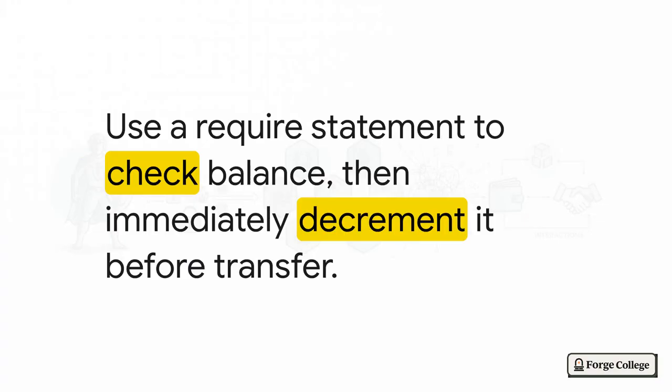Let's actually look at the code for this. Notice how we've pulled the balance deduction right up to the top. We do our check with a require statement, and then immediately, like the very next line, we decrement the balance. Now, the physical funds haven't moved yet, but our internal ledger is completely up to date.